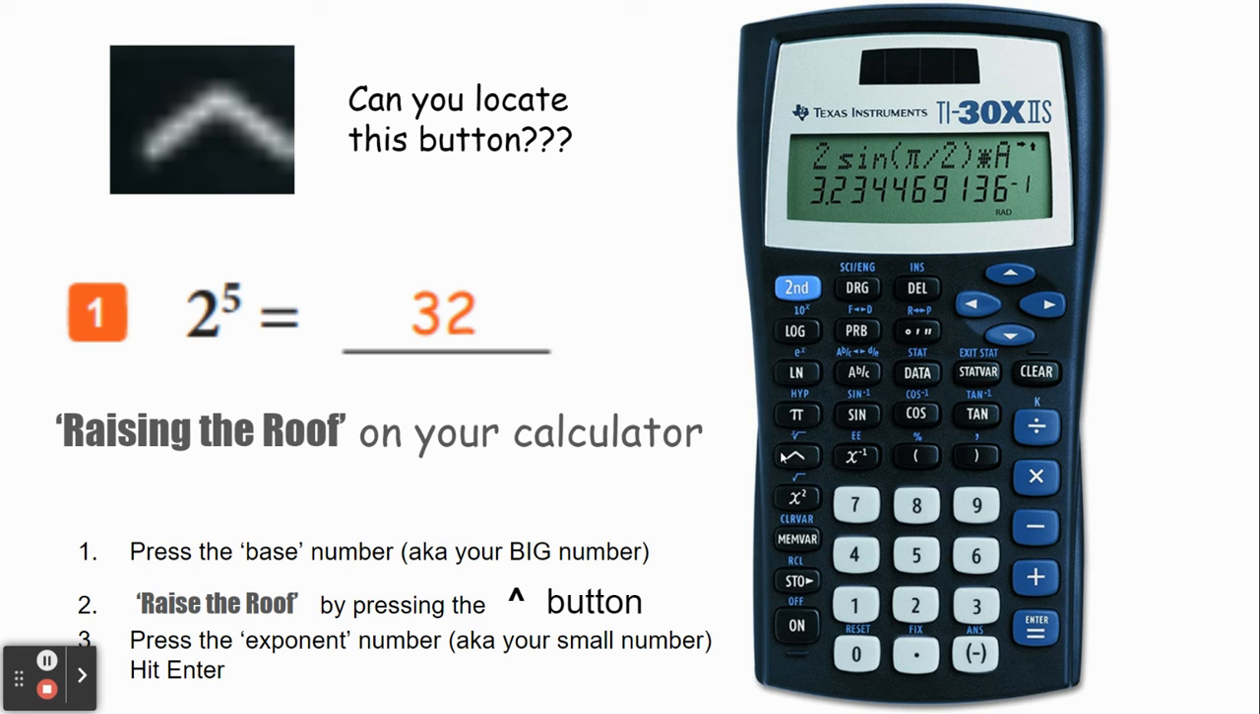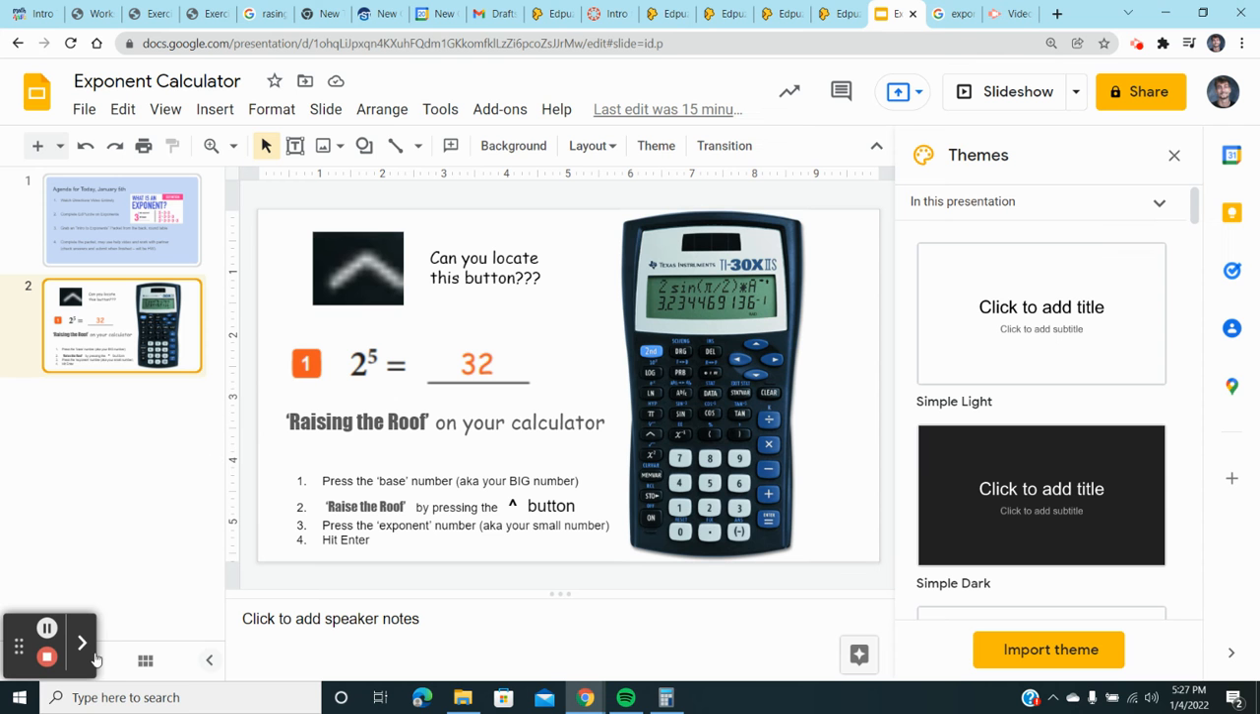Henceforth, raising the roof. And once you click on that, you can then follow it up by clicking on your exponent. In this case, the number of times you're multiplying 2 by itself is 5 times. So you click on 5, and so your problem should look like 2 roof of the house, 5. That's what will show up on your calculator. And then you're going to click on enter, and it should give you the answer of 32. All right, so hopefully that makes sense. You can pause the video here and take a look at the 1, 2, 3 steps we have.